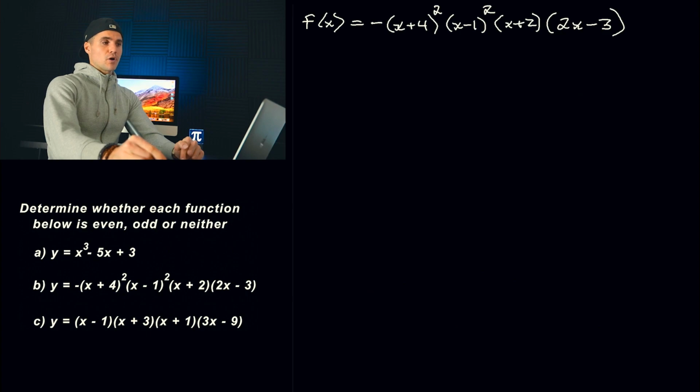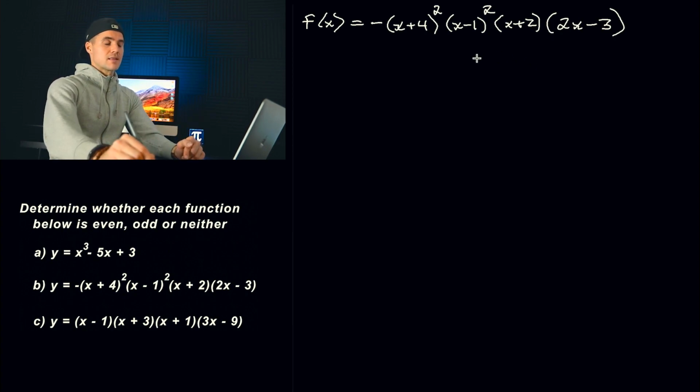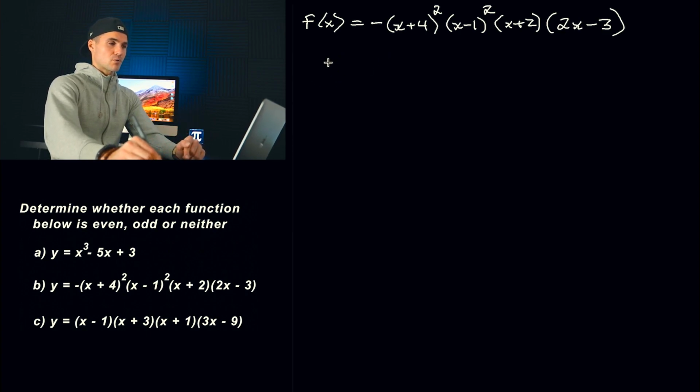Now moving on to part B, this one's going to be a little bit more intense because this polynomial here is in factored form. Whenever you're given polynomials in factored form and you're dealing with f of negative x and negative f of x, it's a lot tougher of an algebraic process. And I went through examples like this in the same section, so I'm assuming you've watched those examples before watching this one. So in this particular video, we might go through it a little bit quicker.